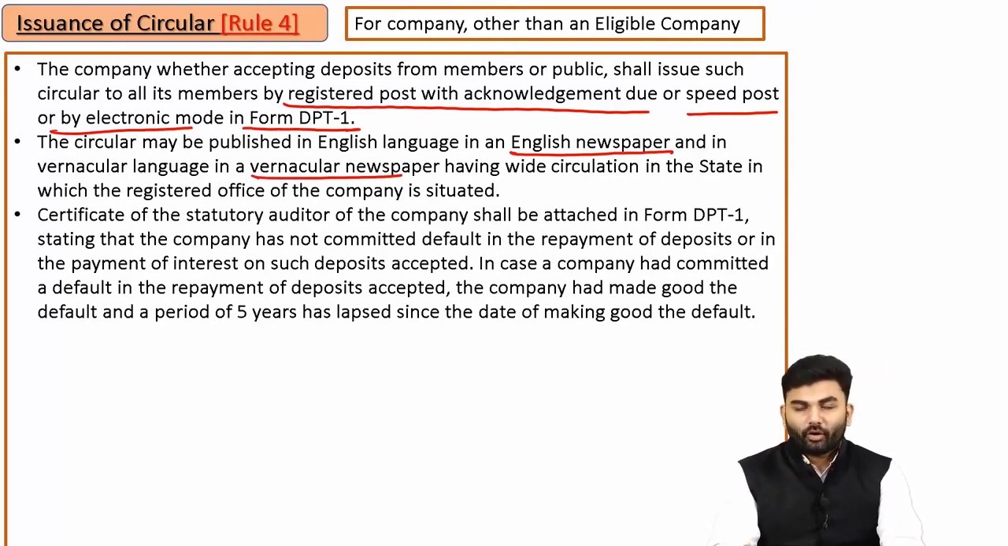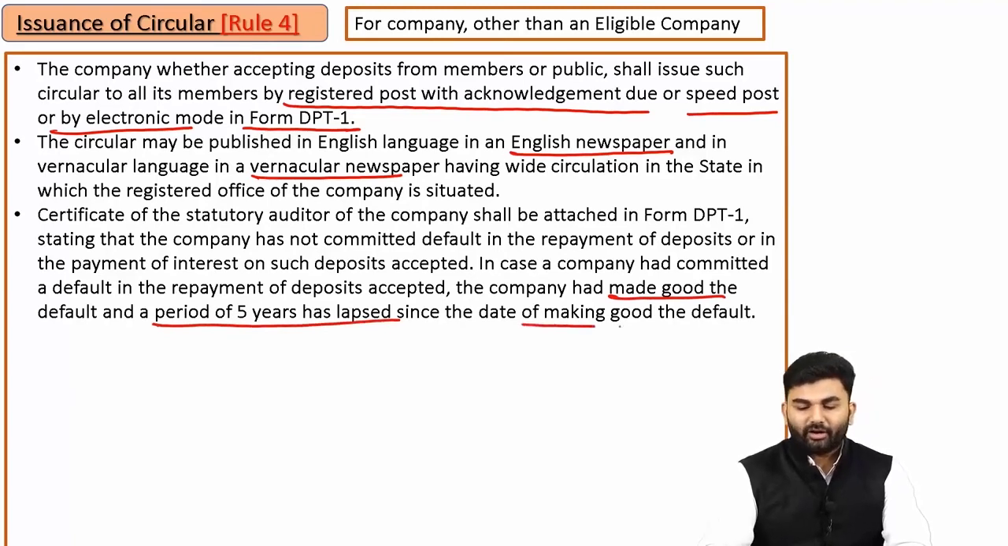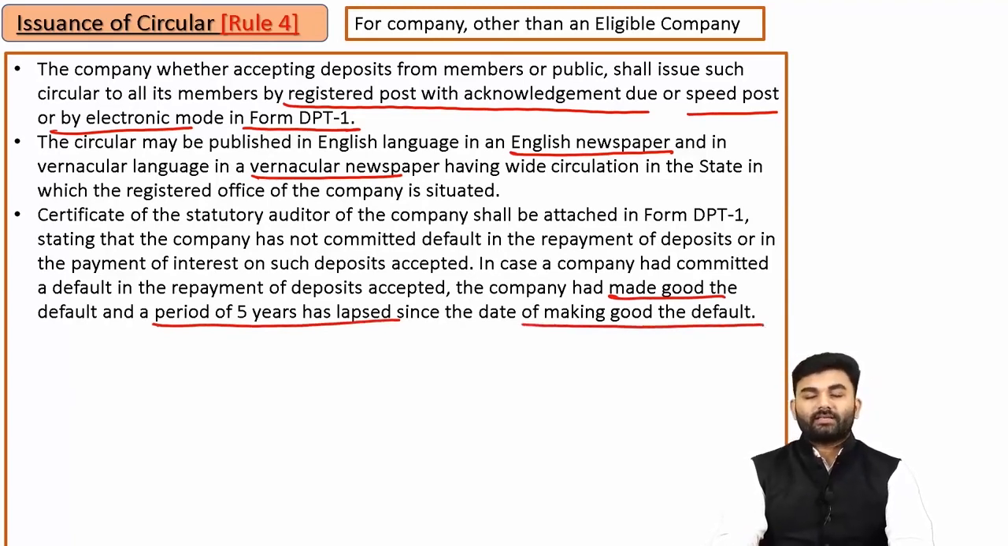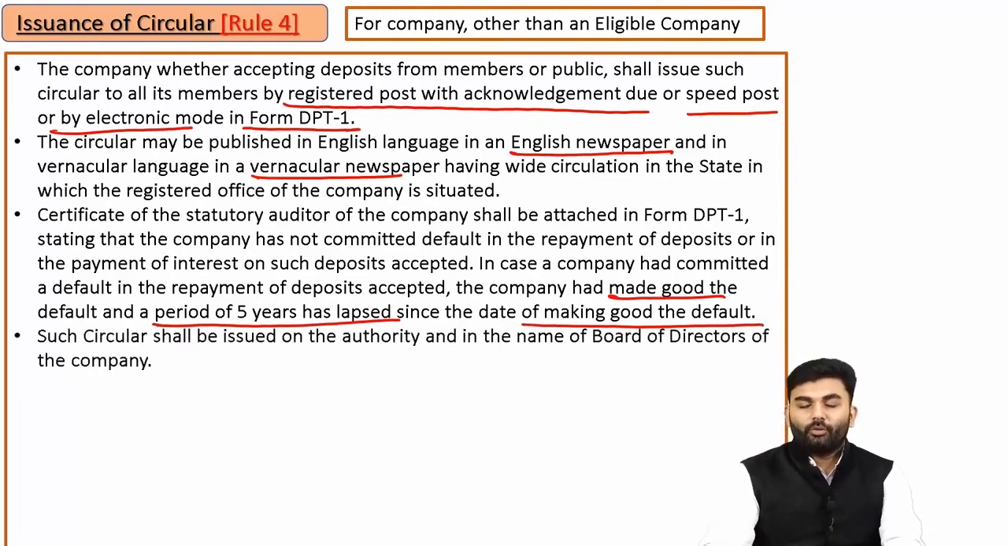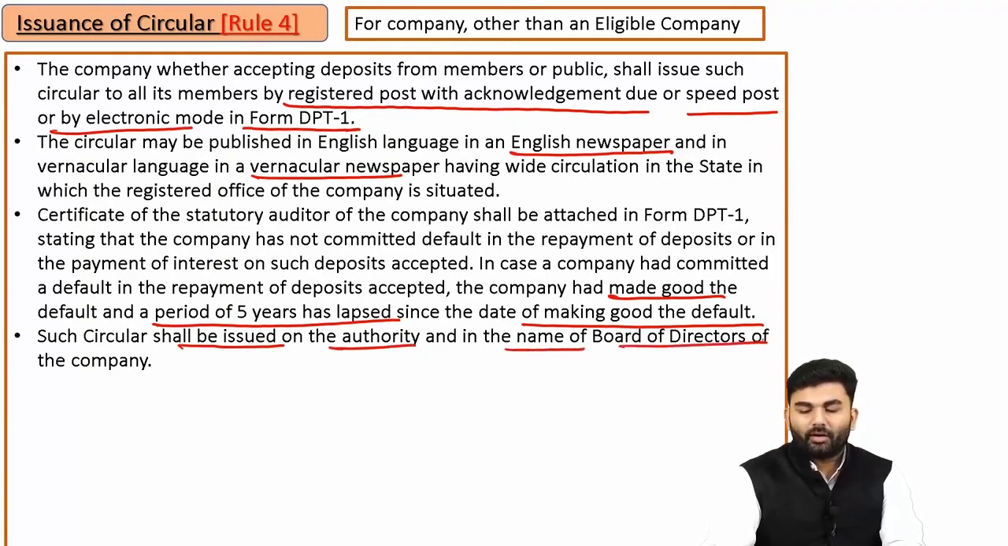The company needs to get a certificate from a statutory auditor stating that the company has not made any kind of default, neither towards repayment of deposits nor towards its interest. However, if a default was made, then such default was made good and 5 years have already lapsed since the date of making good the default. Yes, the circular will always and always be issued under the authority and in the name of the board of directors.